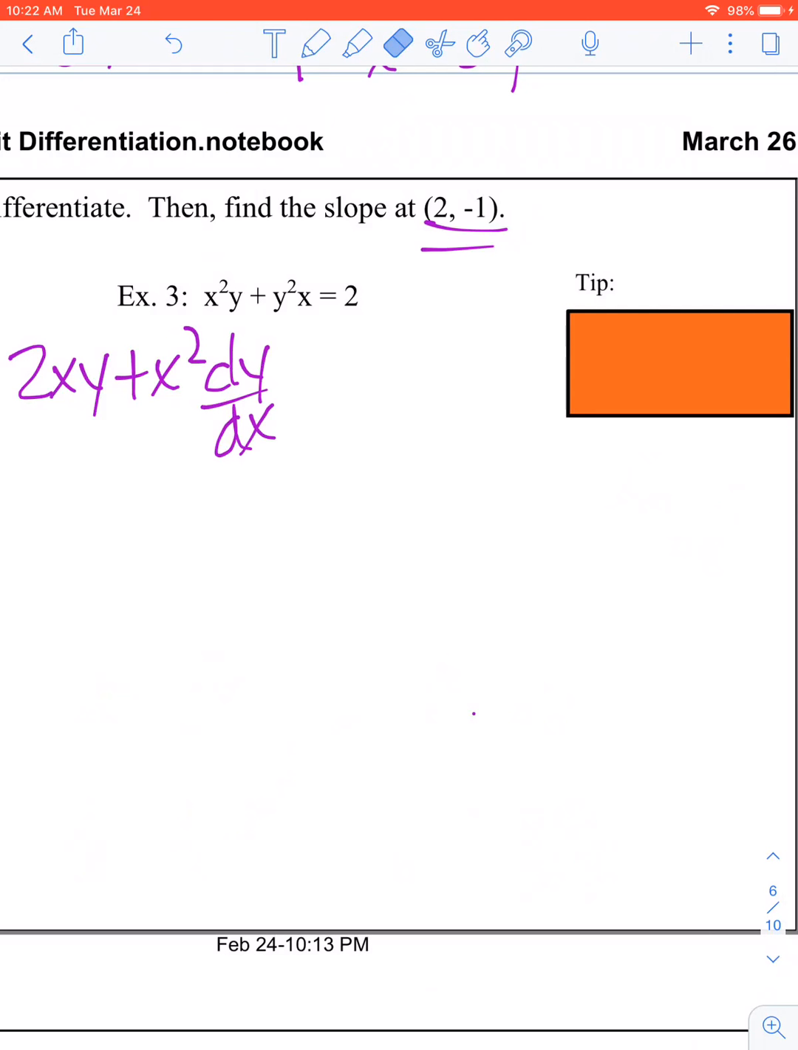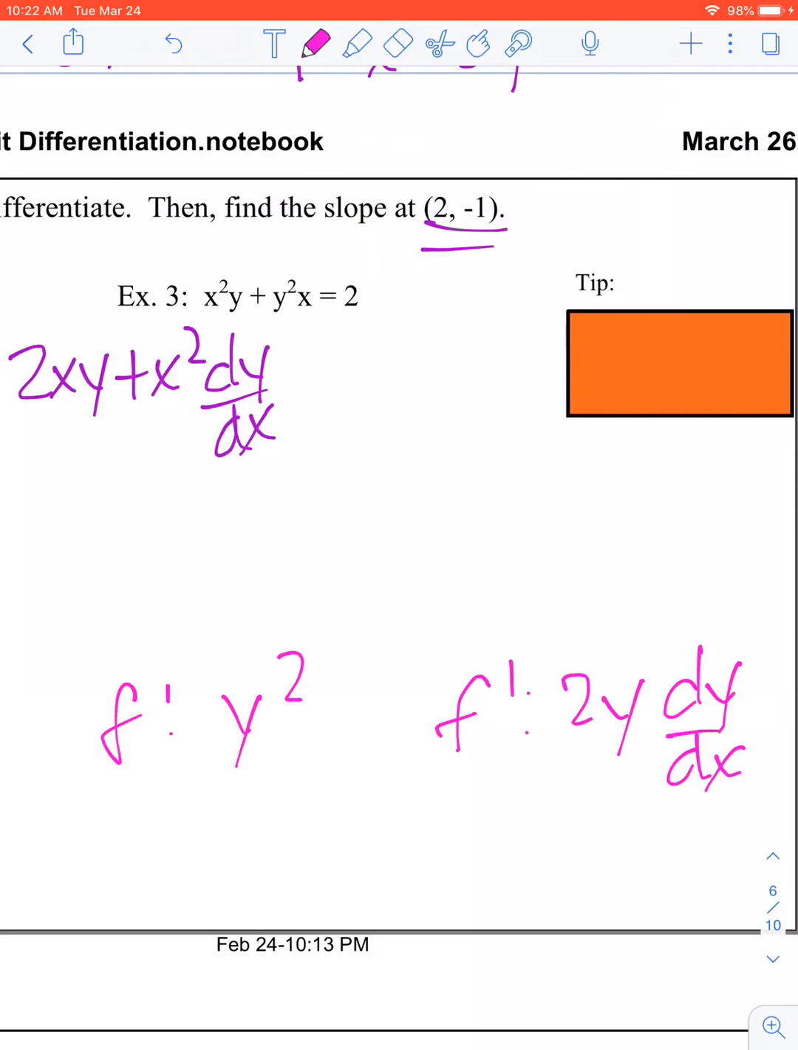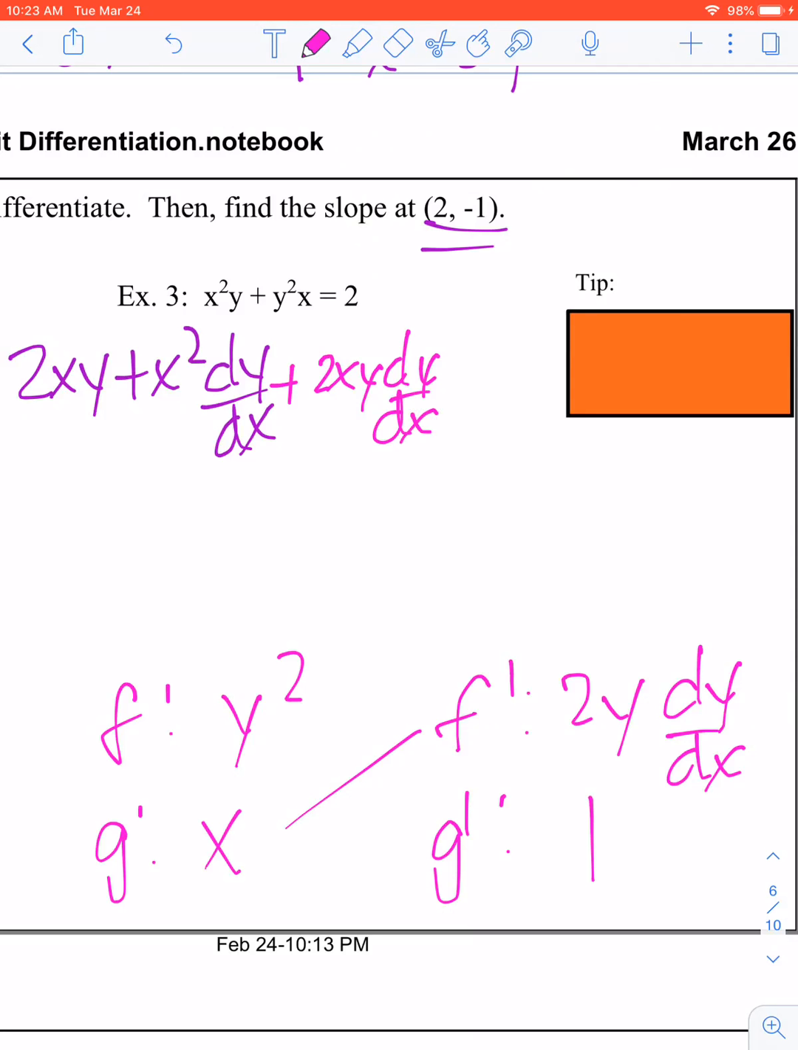Now let's find the derivative of the second term. So the second term is, my f is y squared. So f prime is going to be 2y, but again, I have to include that dy dx factor because we're differentiating implicitly. G is x, so that means g prime is 1. So my f prime g is going to be 2xy dy dx, and my g prime f is just going to be adding a y squared.